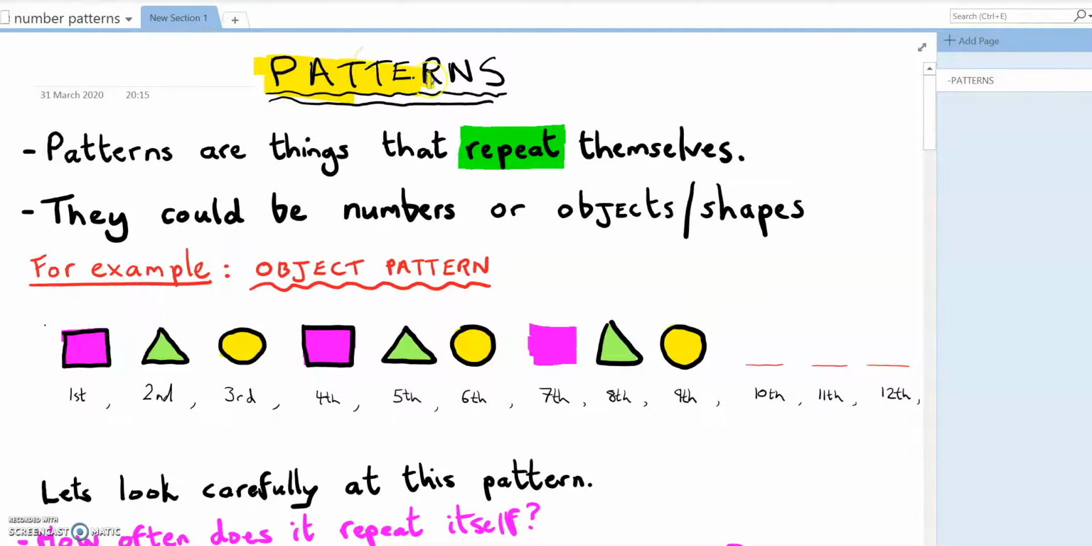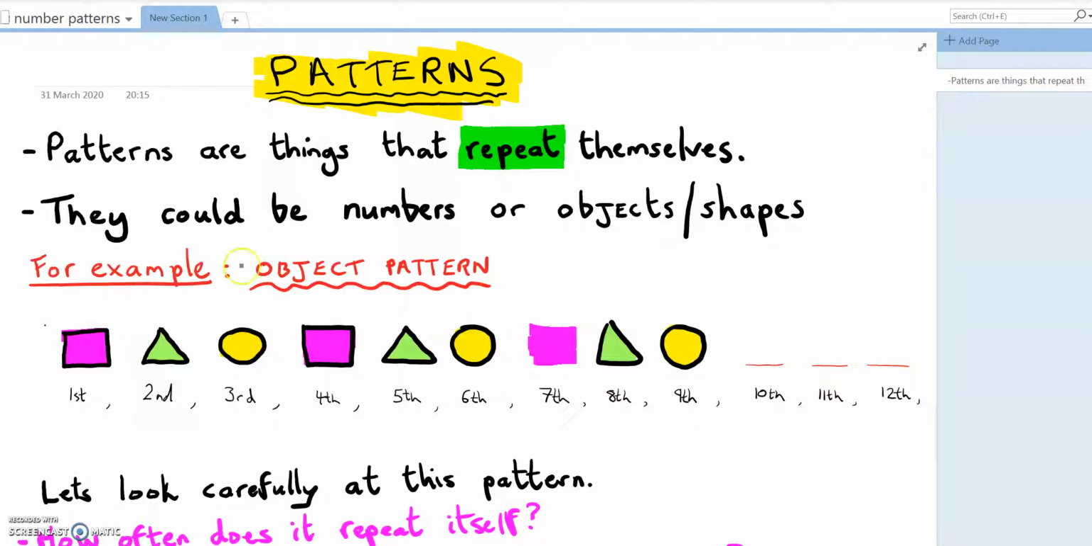And patterns, what are patterns? Patterns are things that repeat themselves. They could be numbers or object shapes. Now in this video we're going to take a look at patterns of shapes or maybe colors that repeat themselves. And in a different video we'll look at number patterns.